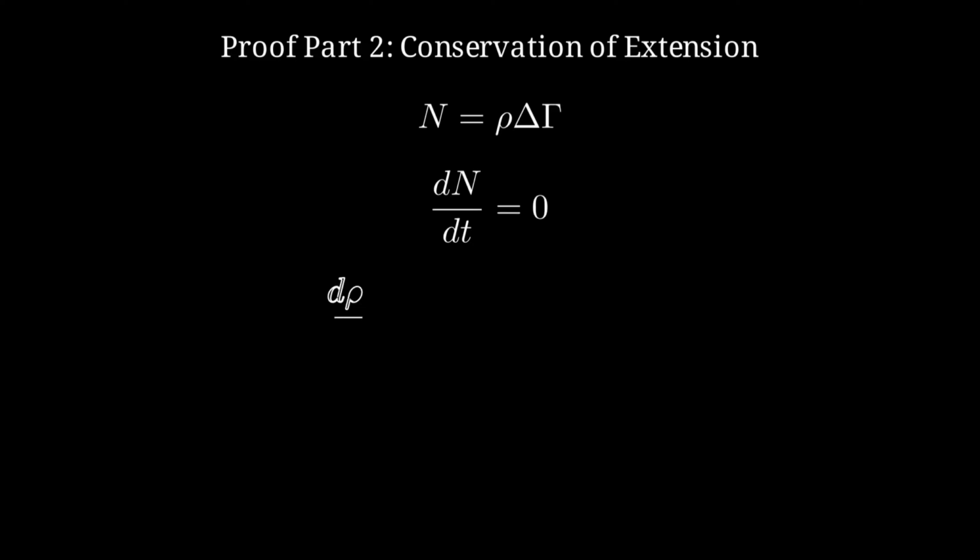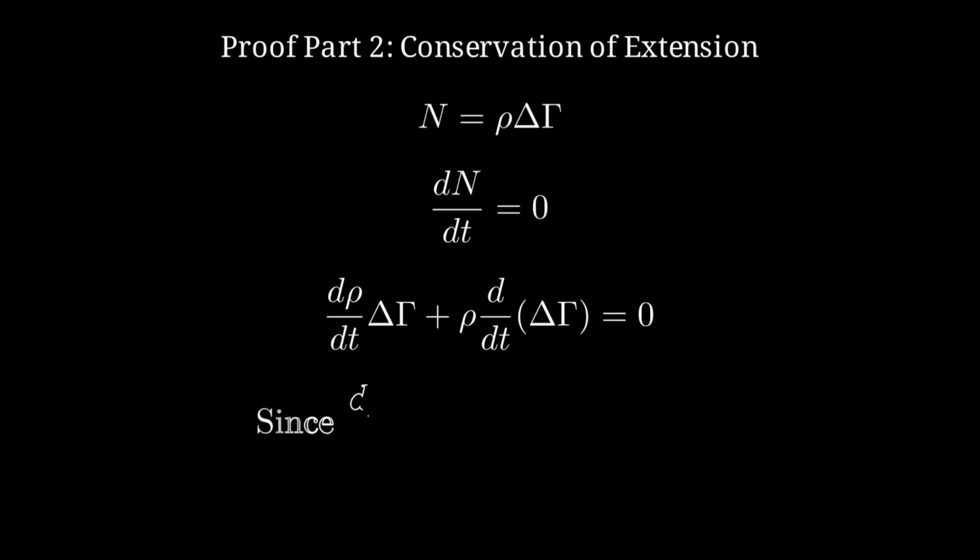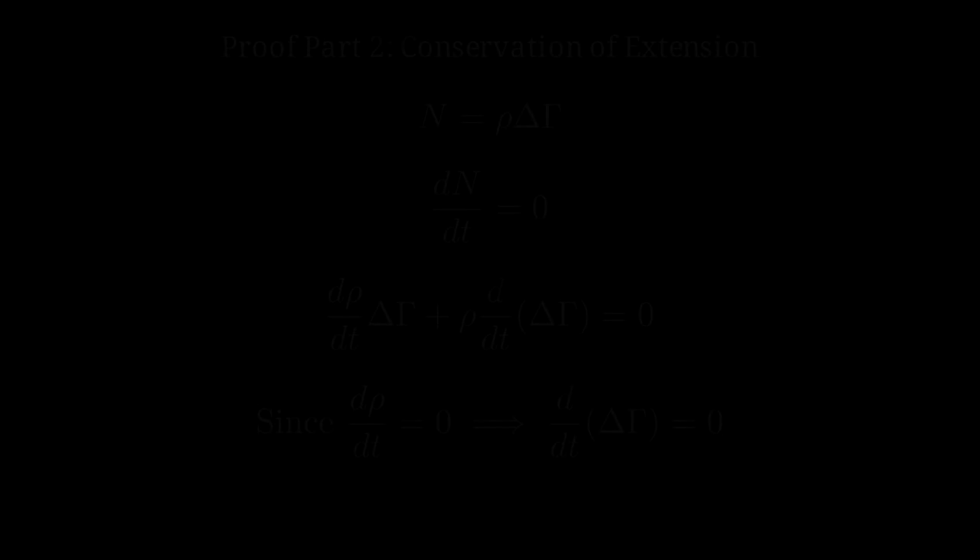Substituting n equals rho del gamma and using the product rule, we get two terms, one involving the rate of change of density and one involving the rate of change of volume. From the first part of the theorem, we already know that d rho by dt equals 0. This means the first term vanishes. Since the density rho is not 0, the rate of change of volume del gamma must be 0. This proves the second part of the theorem.